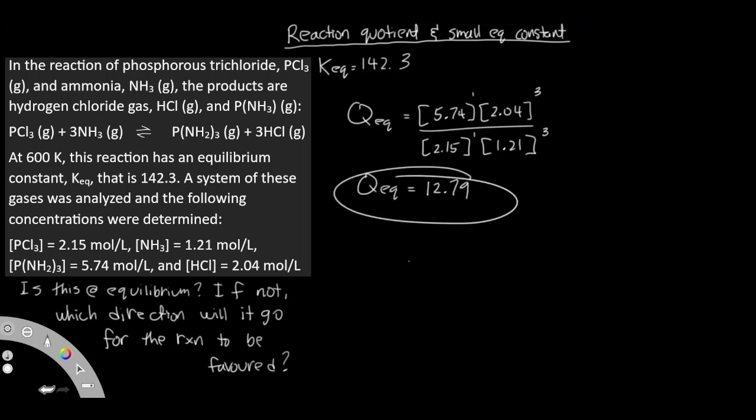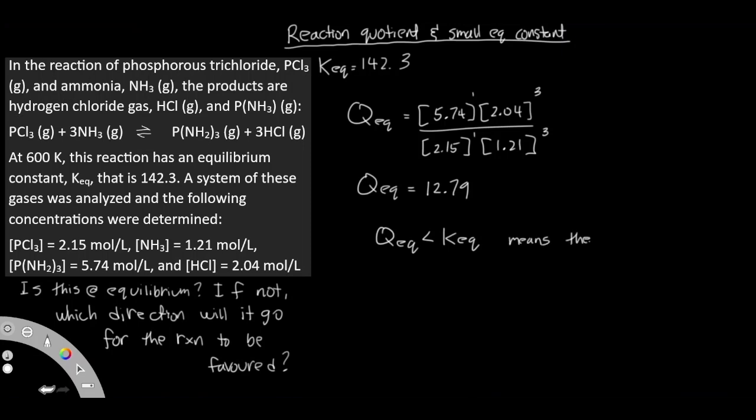Now we compare this QEQ value with our KEQ. Obviously this here is much smaller, so we're just going to be putting our QEQ is smaller than our KEQ. What does this mean? This means that our reactants are heavily present. So if there are greater reactants, where do you think it's going to shift? Is it going to shift to the left or is it going to shift to the right?